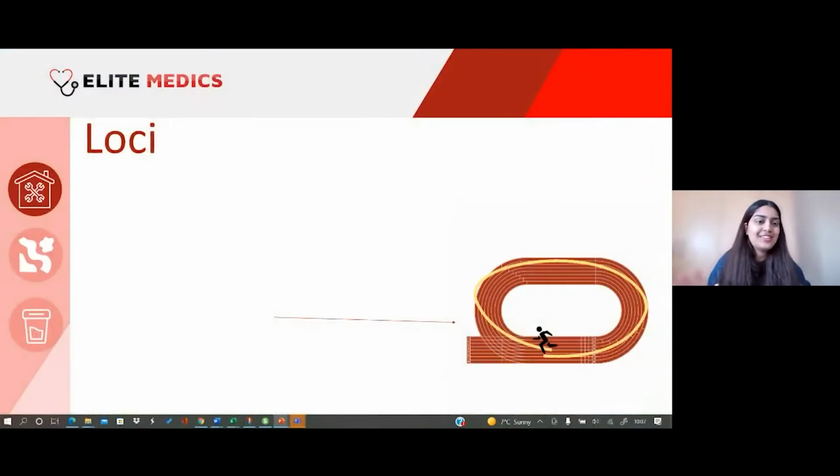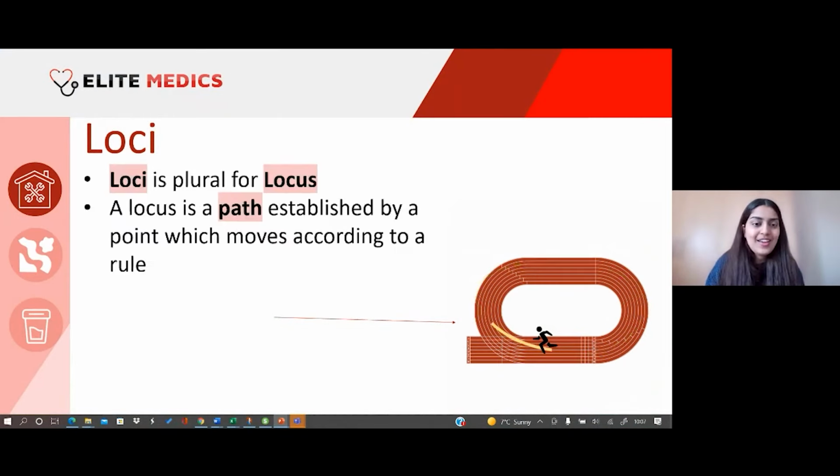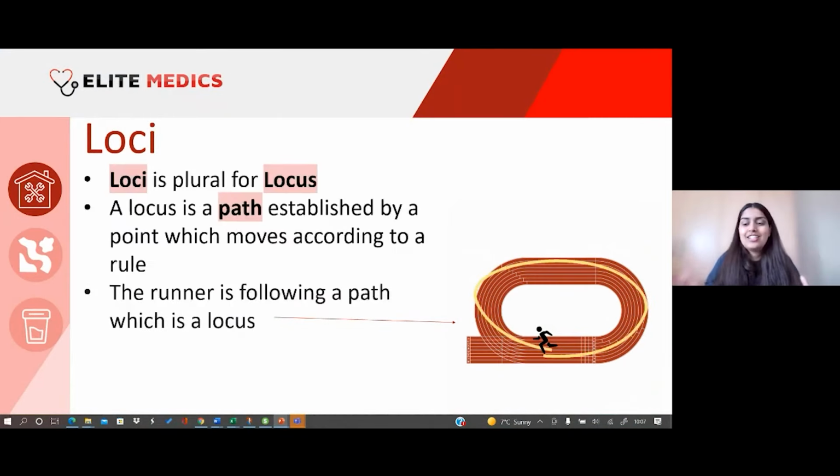I'm going to go nice and slowly with this topic. Loci is the plural of locus. It traces a path taken by an object in real life. You can see we've got an example of a runner running along this racetrack. That's the locus of their path. That's essentially what loci means.